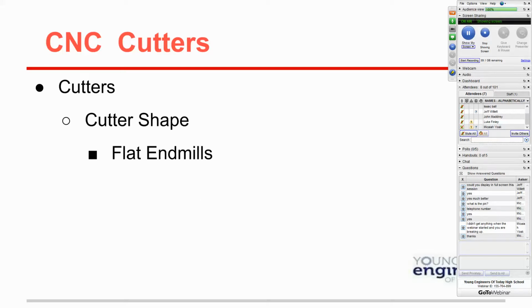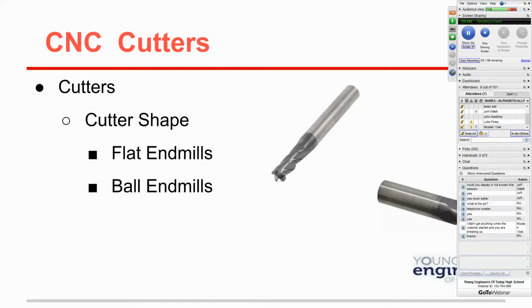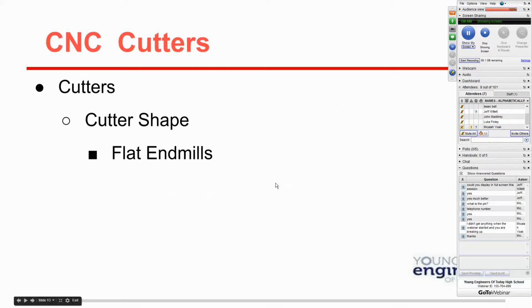You've got a few different parameters of cutters, so let's go over cutter shape. First, you've got flat end mills. Actually, I put the picture on the next slide. It's this one right here. True to its name, it's got more of a flat end to it, hence flat end mill. Which is good for bringing in more material and cutting out things from the side and stuff like that.